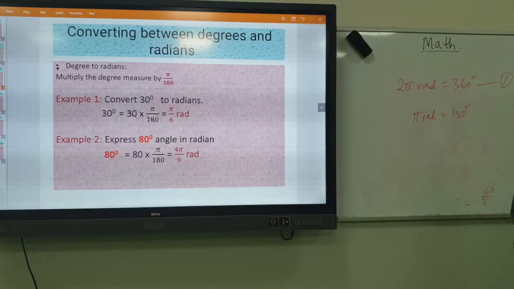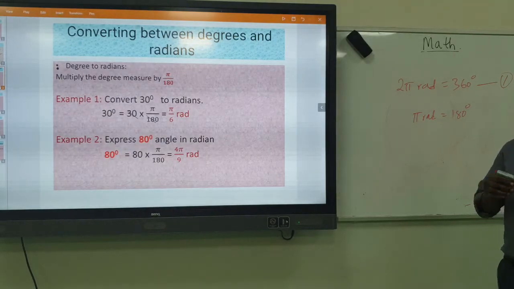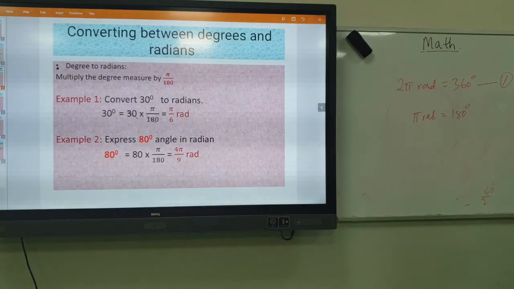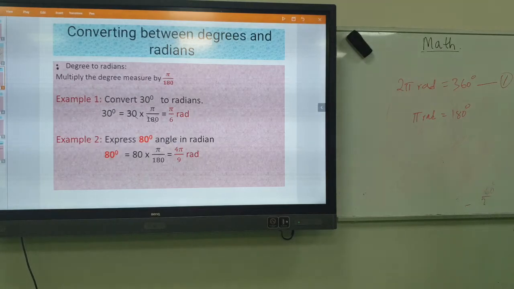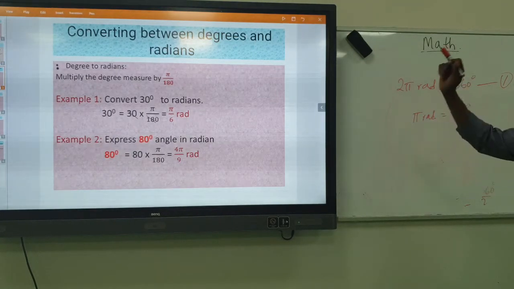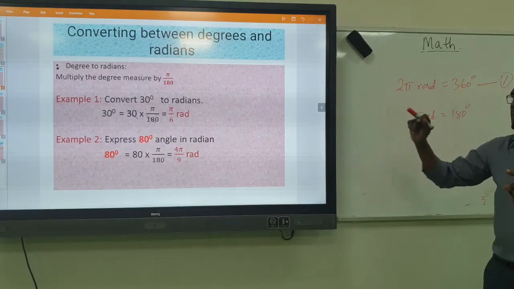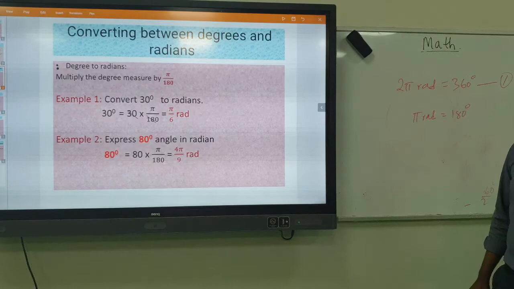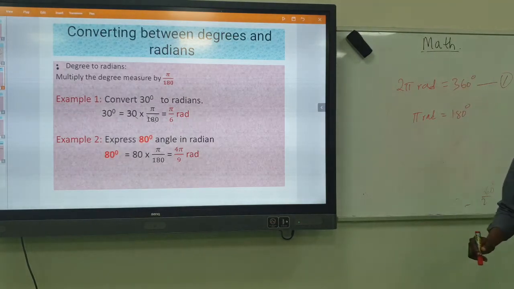Now, we want to convert between degrees and radians. This simply means if an angle is given in degrees, how do you convert it to radians? From our previous idea, when you are converting from degrees to radians, you multiply your angle in degrees by pi over 180. You have it there. Any angle that is given, you multiply it by pi over 180 degrees.